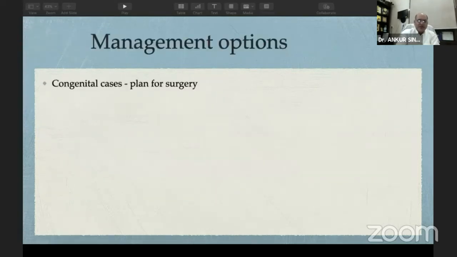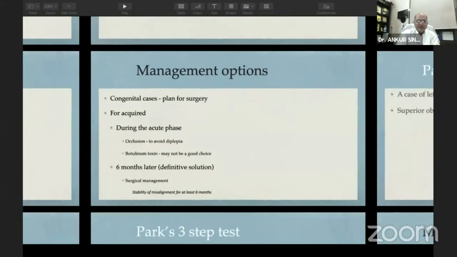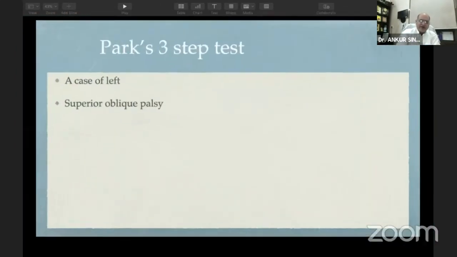Now, management options. For congenital cases, we have to correct the head turn, so we have to plan for surgery. For acquired cases, during the acute phase, you have to plan for occlusion. Botox may not be a very good choice here, and 6 months later, we can plan for surgery in acquired cases. A brief about Park's 3-step test.